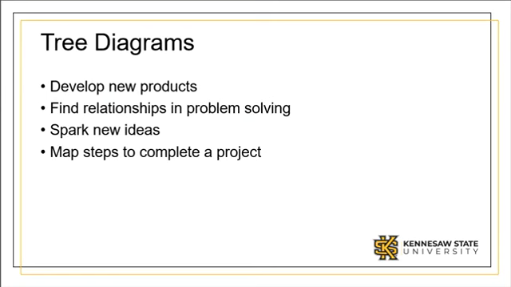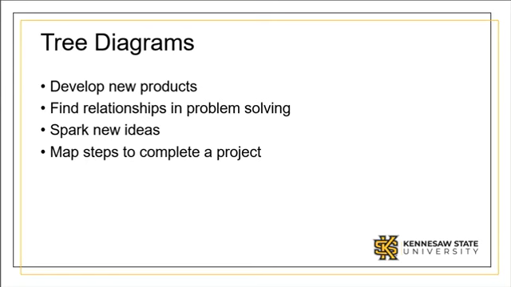A tree diagram is a hierarchical method to organize the tasks needed for completing an objective. The organization is by levels of importance. A tree diagram is used for the development of new products, finding relationships in a problem, creating new ideas, and mapping out the steps to complete a project.